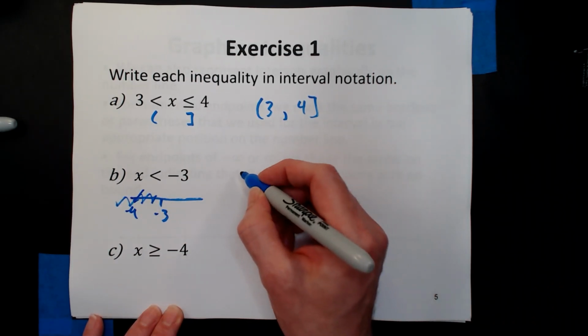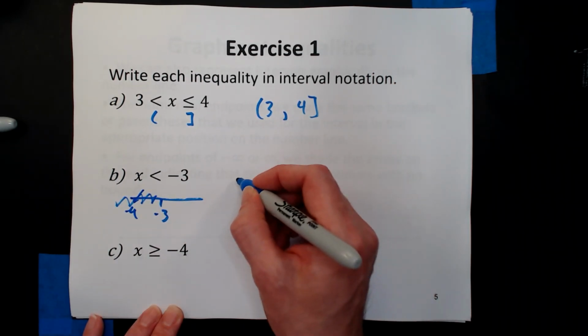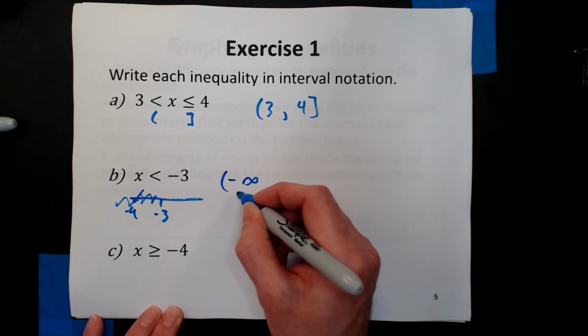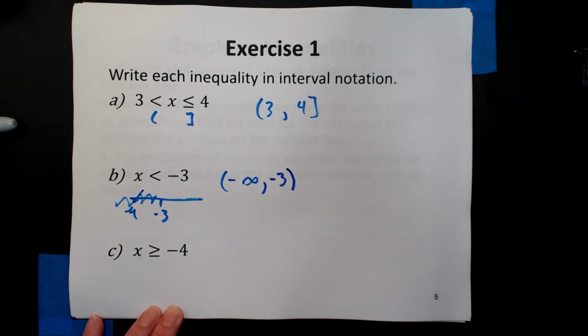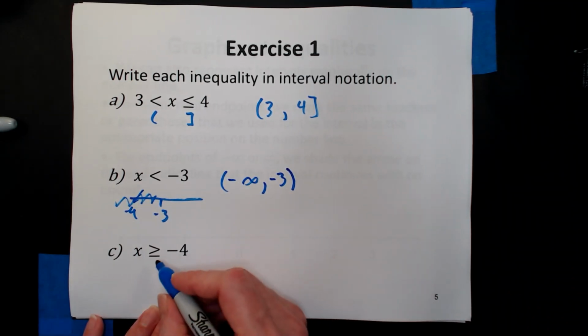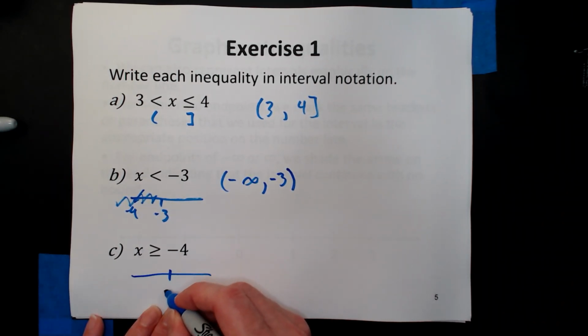So here we'd say that we want all the numbers from negative infinity, because those numbers are less than negative 3, all the way up to negative 3. And we don't want to include negative 3, so it gets a parenthesis. And here, the same thing for this one. We mark out negative 4.